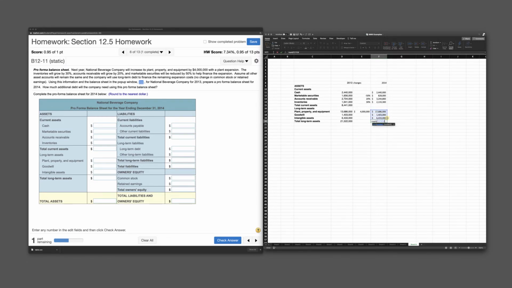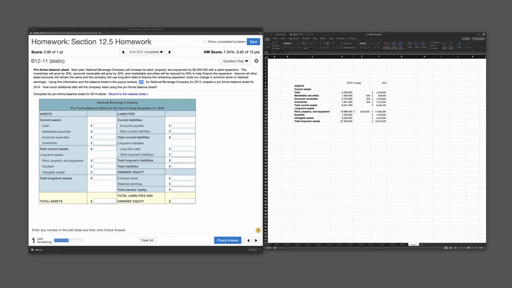We're going to now account for the addition of the plant, property, and equipment. Okay, so this should increase. So in other words, we've increased our long-term assets, and it looks like overall we might have increased our current assets as well, but we're just going to add them all up.